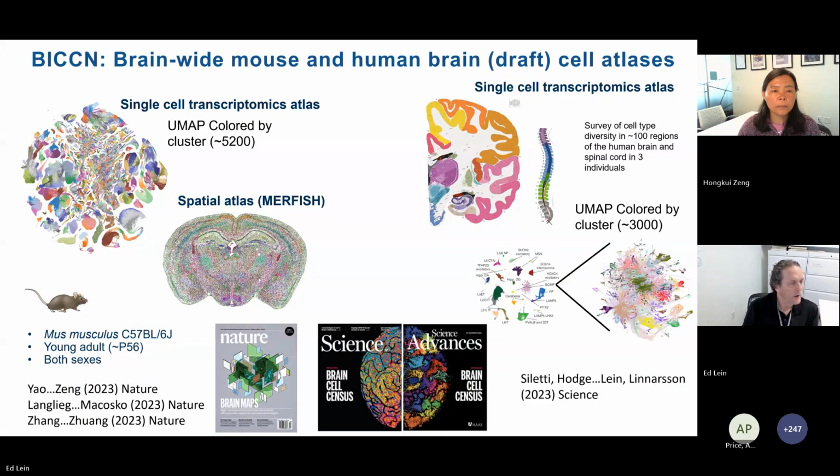In parallel, we also achieved the first draft of a human brain cell atlas that already got to about 3,000 clusters by sampling a defined set of regions. So this was really setting the framework and the stage for BICAN.